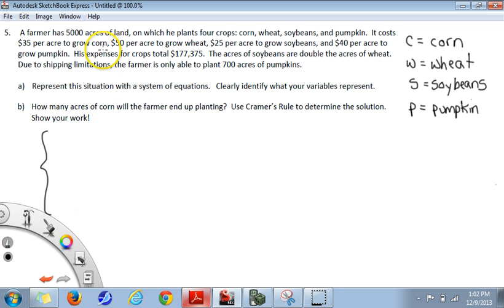Let's see, rereading the problem again. Here's one of my totals, total acres of land. And the variables by themselves represent the acres of land, so I don't need to use any multipliers in this rule. We just need to add all the acres together and set that equal to 5,000.